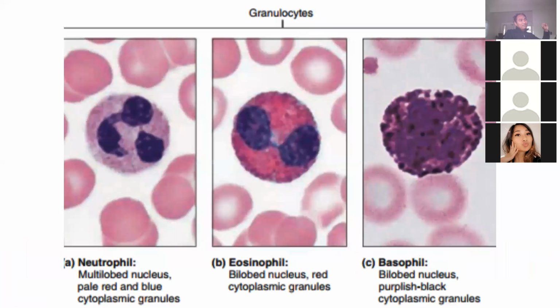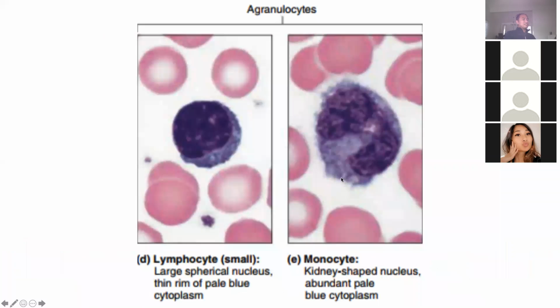Right, so let's look at a little bit more detail. These are the granulocytes, neutrophil, eosinophil, basophil, and the agranulocytes, lymphocyte and monocyte. I believe it is pretty obvious to our eyes now the hemoglobin, RBC, WBC, how many different types of WBC we have, and what they look like.